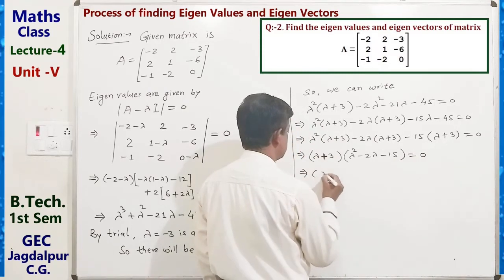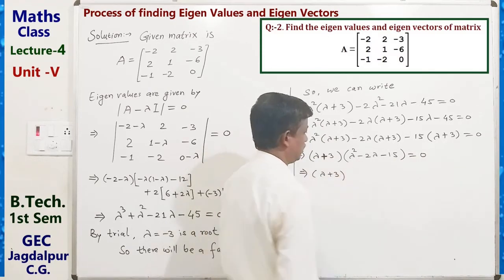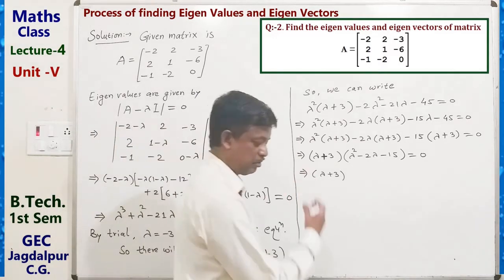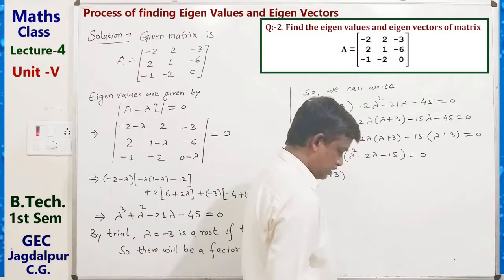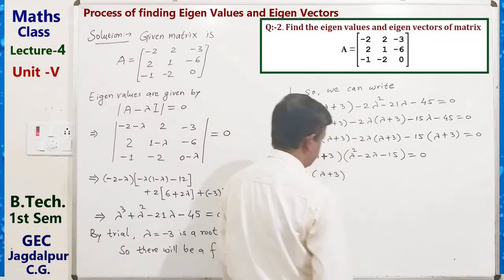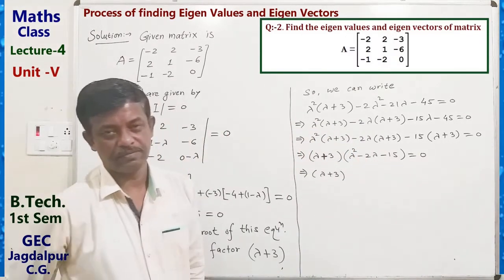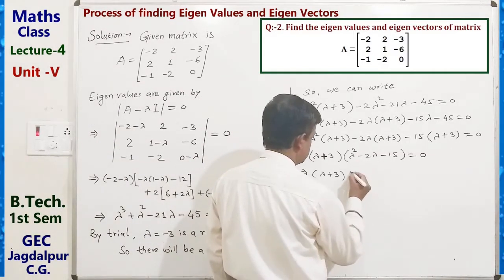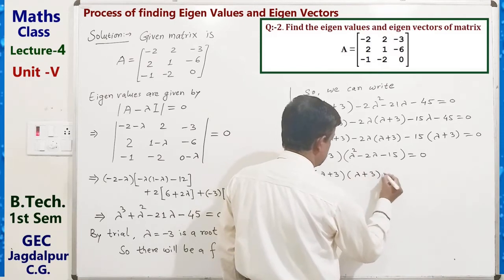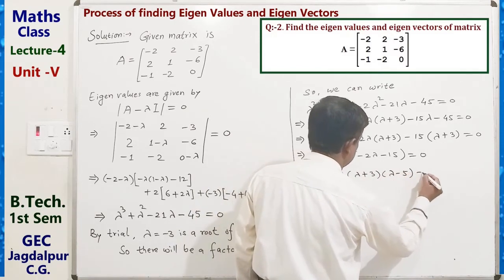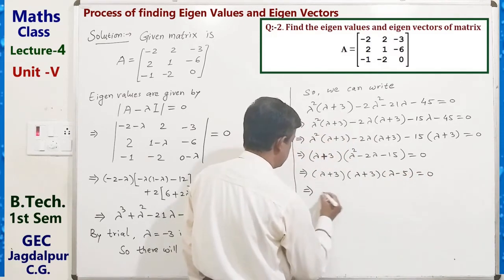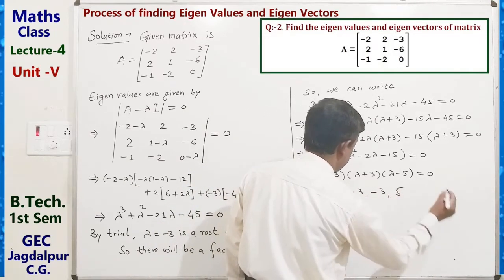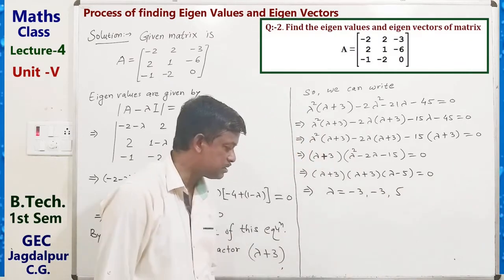Now factorize this second: minus 2 lambda, 3 and 5. We can write 3 and 5 because of minus 2 and minus 15. So here lambda plus 3, lambda minus 5 equals 0. Now here lambda equals minus 3, 5. So minus 3, 5.